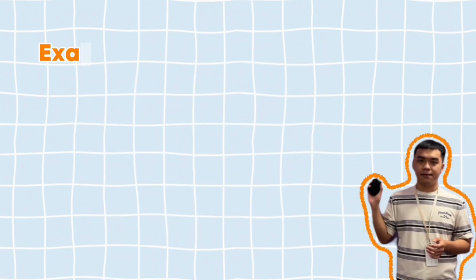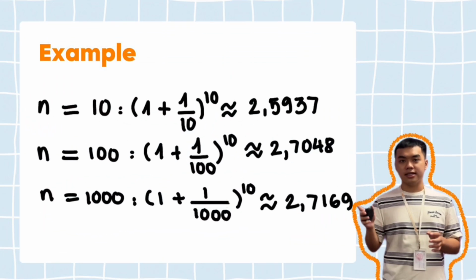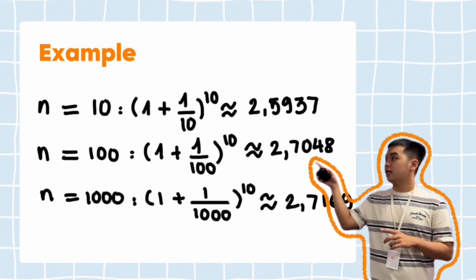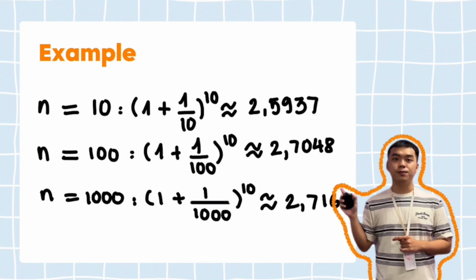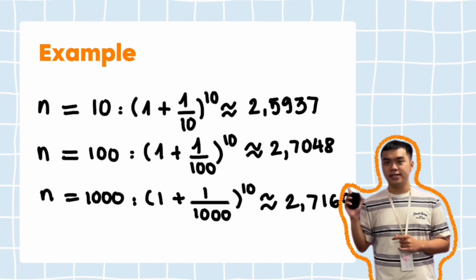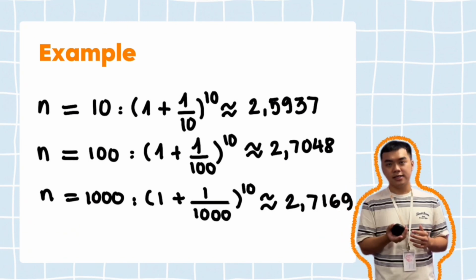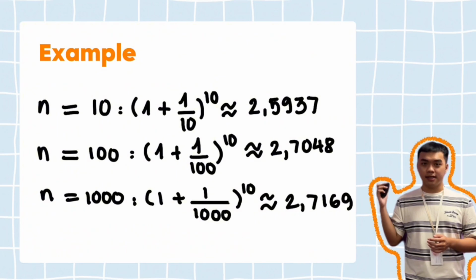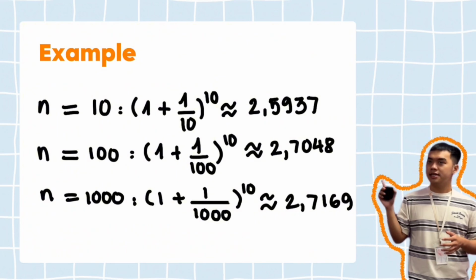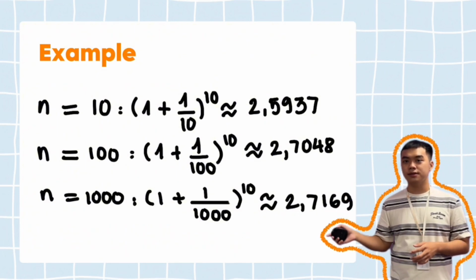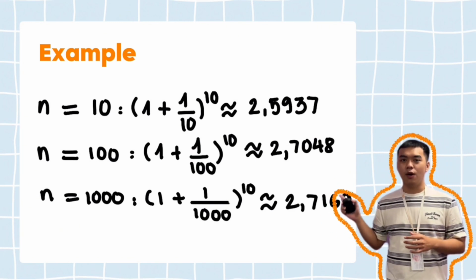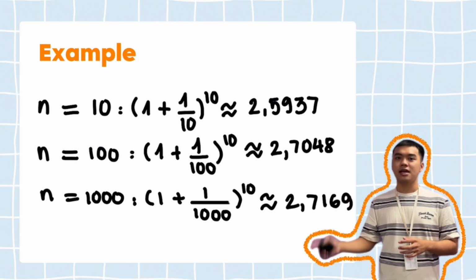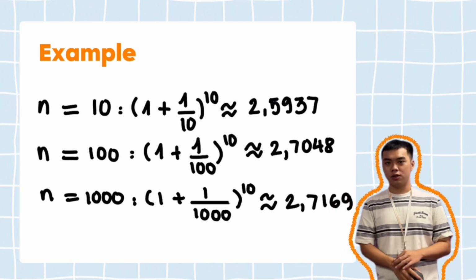So let's have an example. When n is equal to 10, these expressions will be approximately equal to 2.5937. Let's have another example: when n is equal to 1000, these expressions will be approximately equal to 2.7169. So let's move on to natural exponential functions with Ang. Thank you, Bao. I'll take it from here.